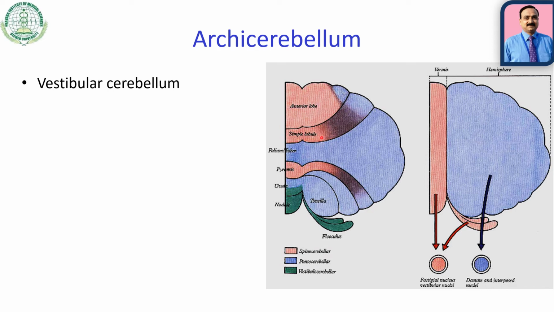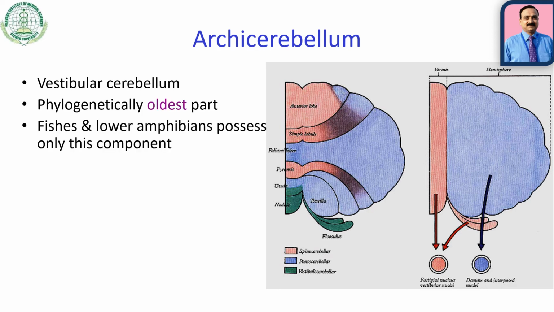It is also called the vestibular cerebellum. So you can see this is the vestibulocerebellum, which includes part of the inferior vermis and the flocculus. The archi means the oldest part of the cerebellum. Phylogenetically, it is the oldest part. Fishes and lower amphibians possess only this component of the cerebellum, that is the vestibulocerebellum or the archicerebellum.